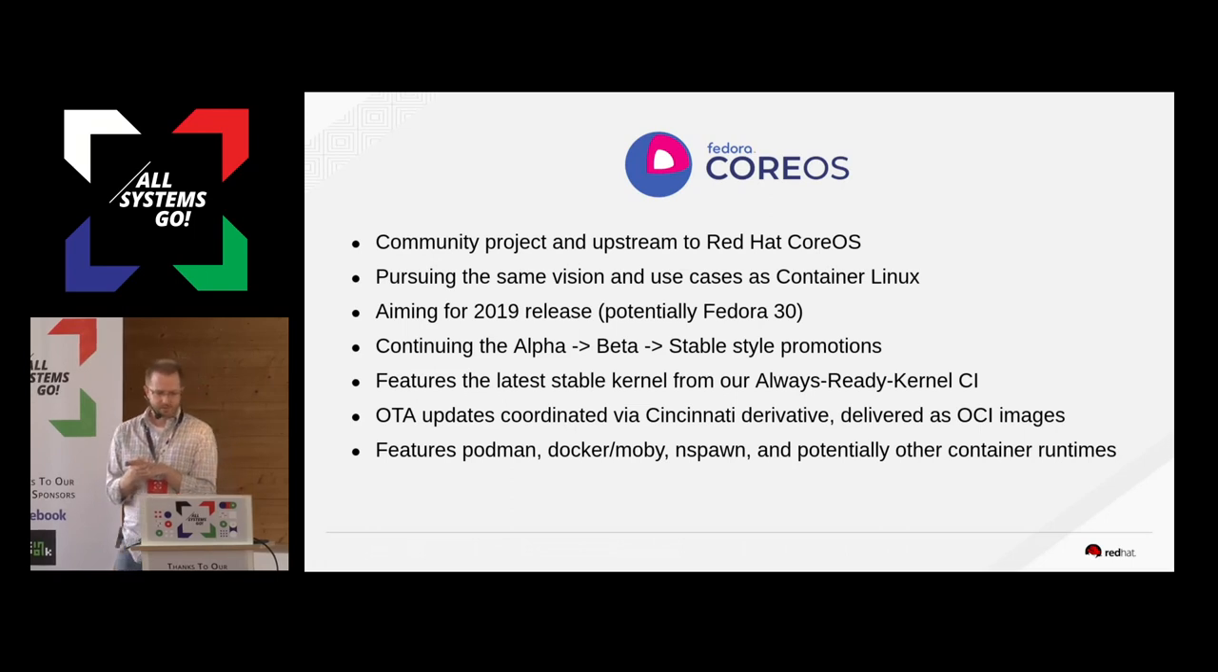The update model is going to change from the Omaha and update engine side. The successor to Omaha is called Cincinnati. Again, I don't know where the names come from, but some other Midwest city. And so that's actually going to be tweaked a bit to update standalone hosts. So again, you'll be able to do the same kind of model for CL, where if you want to deploy it in a large cluster or have standalone nodes that just update themselves, we'll be doing that.